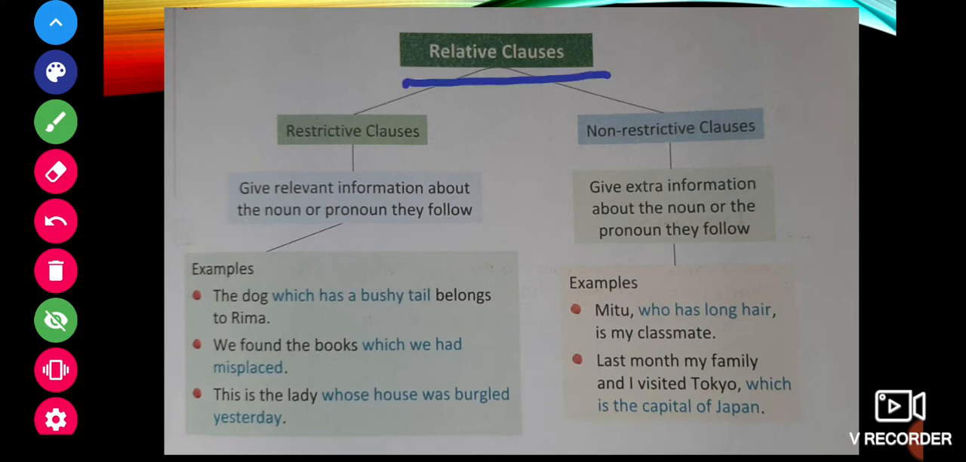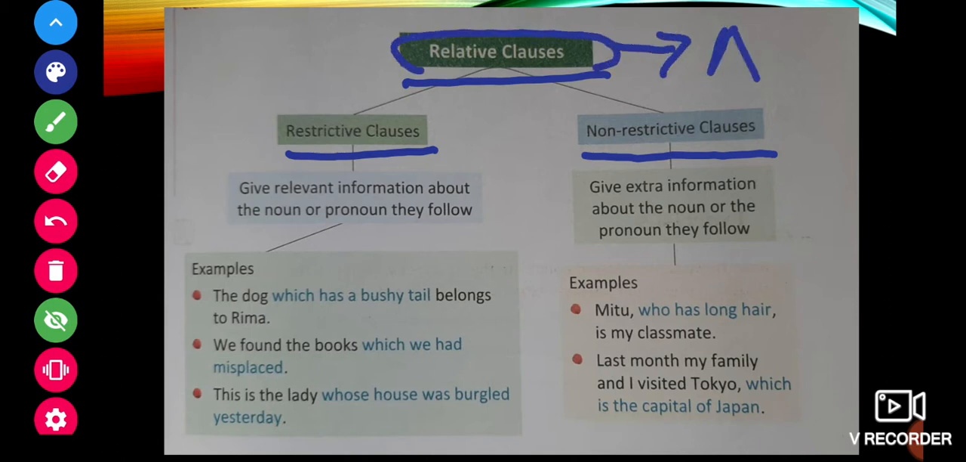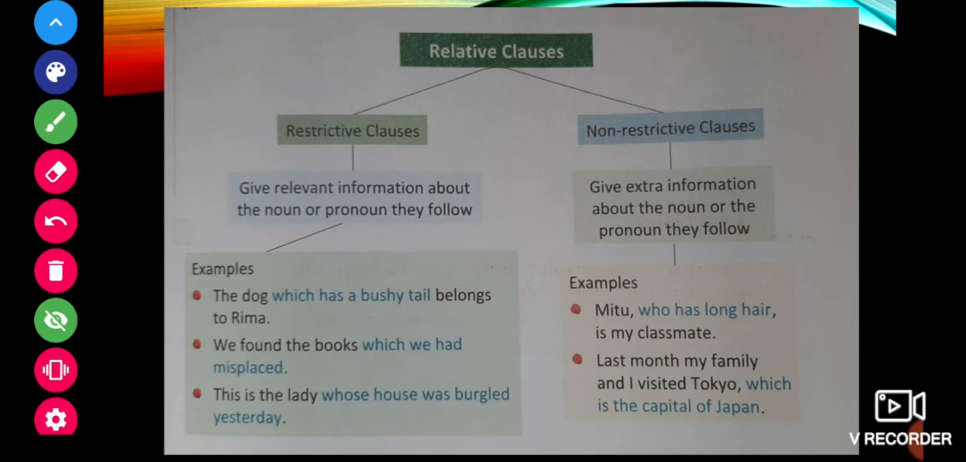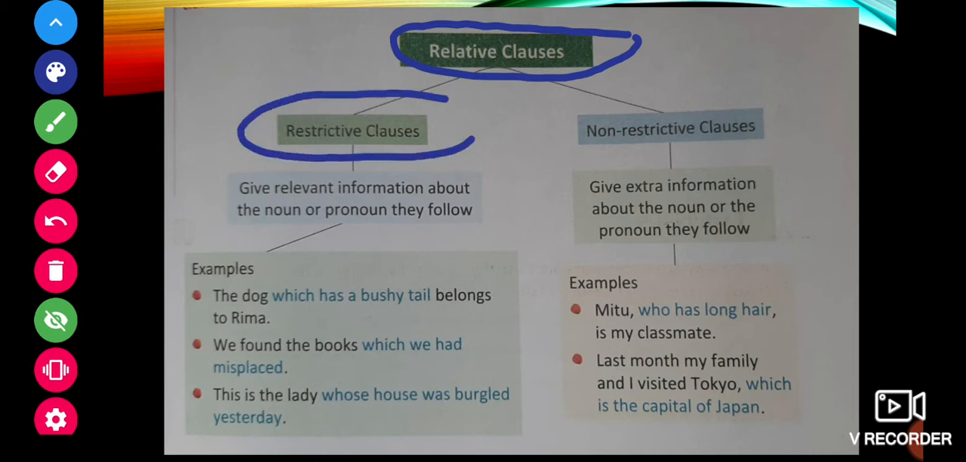Relative clauses are divided into two clauses, restrictive clauses and non-restrictive clauses. But as we have seen in the previous chapter, relative clauses are also called adjective clauses. So relative clauses are adjective clauses and adjective clauses are a part of clauses. There are two more types, noun clauses and adverb clauses. So adjective clauses or relative clauses are divided into two more types, restrictive and non-restrictive.